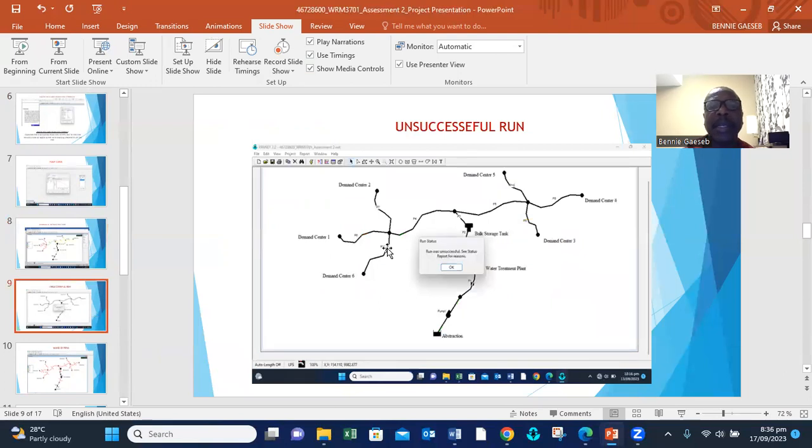Pipes were sized initially at 300 millimeter diameter. Test run was carried out. It came out unsuccessful. This is due to negative pressure that was obtained at the end nodes, the demand centers, meaning that the sizes of the pipes are inadequate. So we need to do something about the pipe sizes.